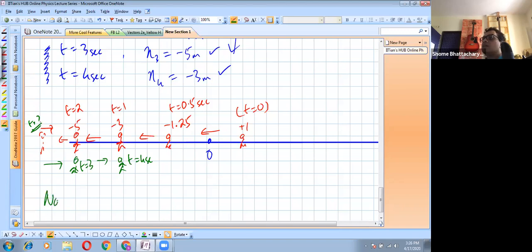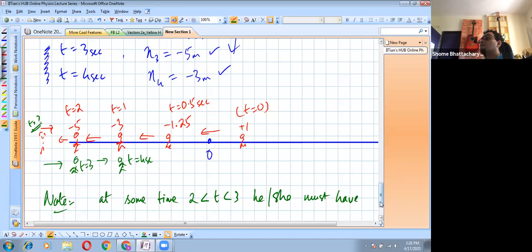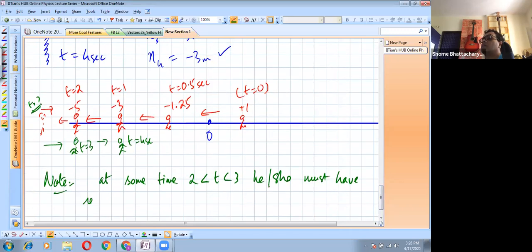So what we understand is that at some time t, which is in between 2 seconds and 3 seconds, he or she, whatever, must have reversed direction, from negative direction to positive direction.